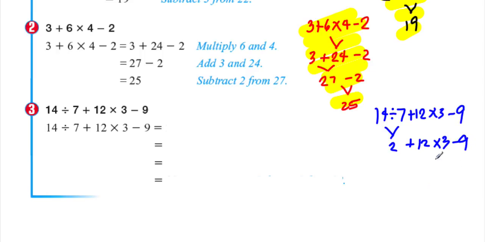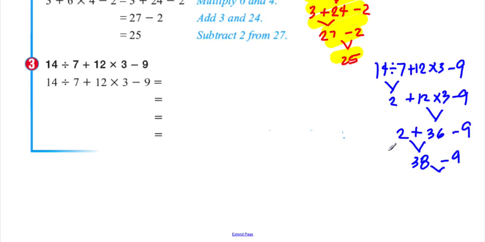Next operation we need to do is multiplication, because that's according to my dear Aunt Sally. So 12 times 3 will give you 36, and simply bring down 2 and the plus and the minus 9. Now we're left with addition and subtraction. We now add 2 plus 36, that's 38, and bring down minus 9, and 38 minus 9 is 29. The answer is 29.